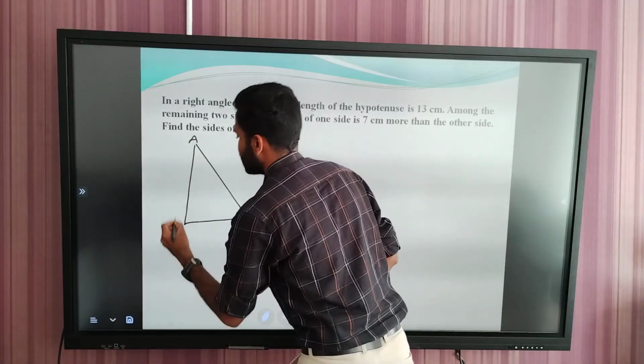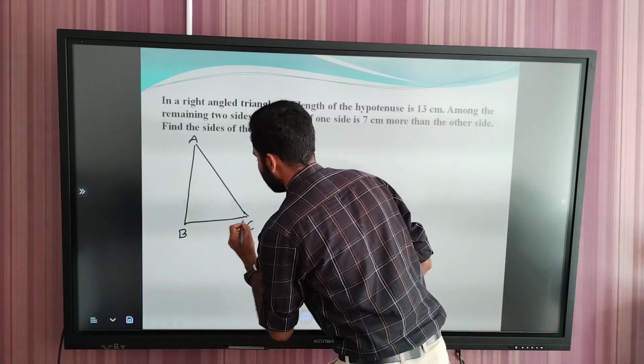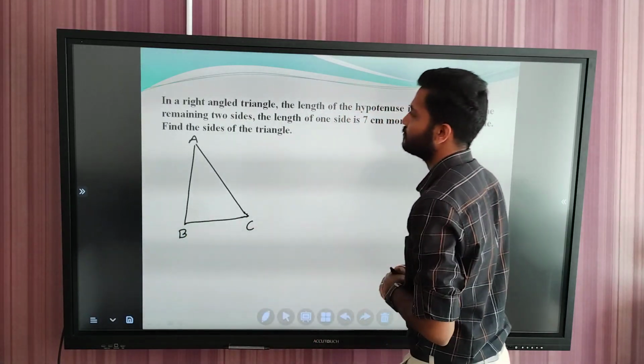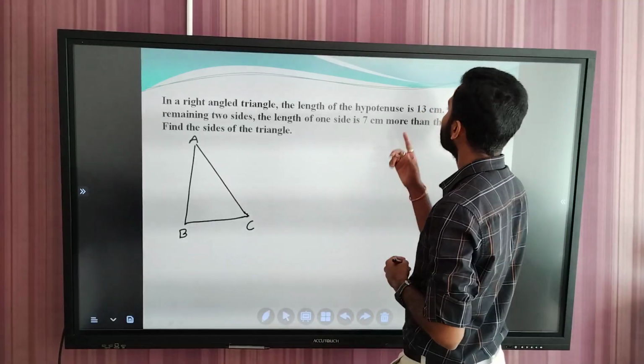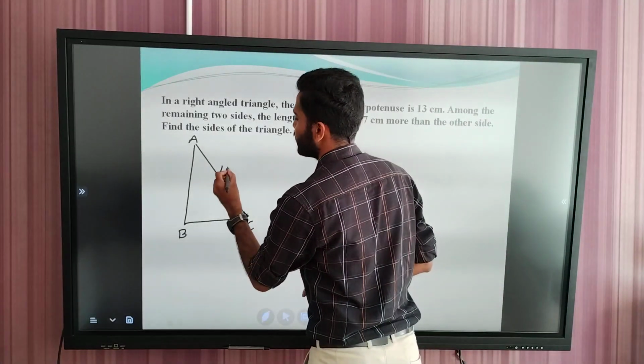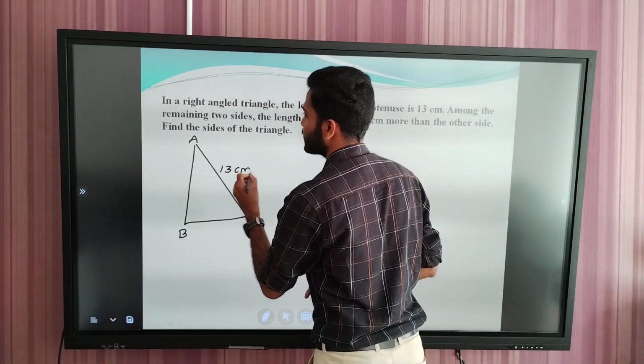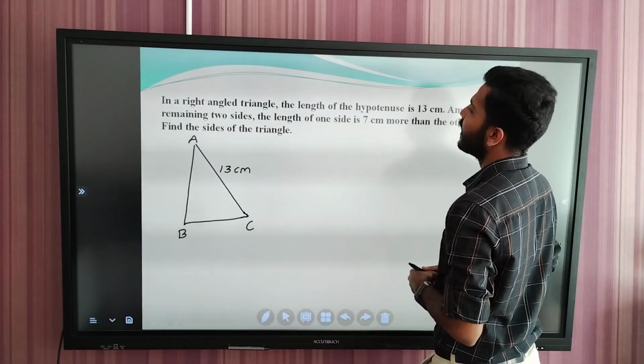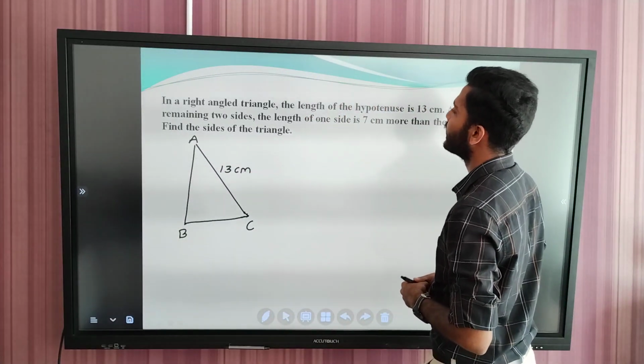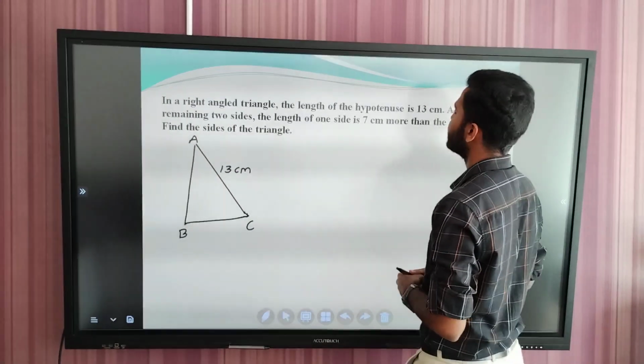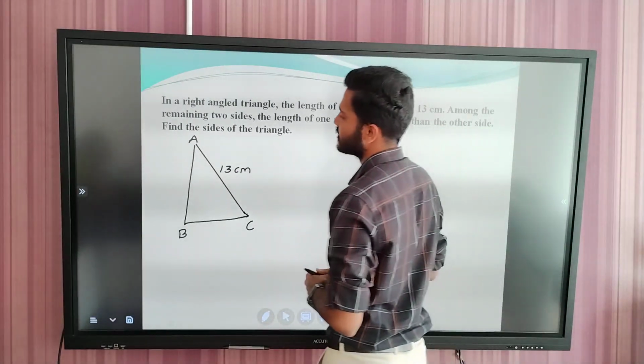Okay, so let me name this as A, B and C. You can name it whatever letters you wish. So in a right angle triangle, the length of the hypotenuse, which means the length of AC, is given to us as 13 centimeters. Among the remaining two sides, the length of one side is 7 centimeters more than the other side.